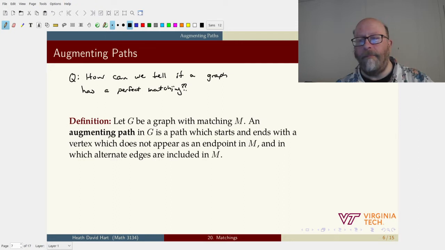An augmenting path is a path in a graph that starts and ends with an unmatched vertex, a vertex that does not appear in the matching. So this vertex. And in which alternate edges are part of the matching. I'll show you an example on the next slide.